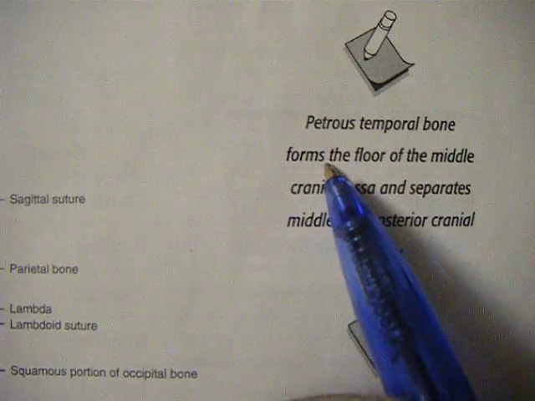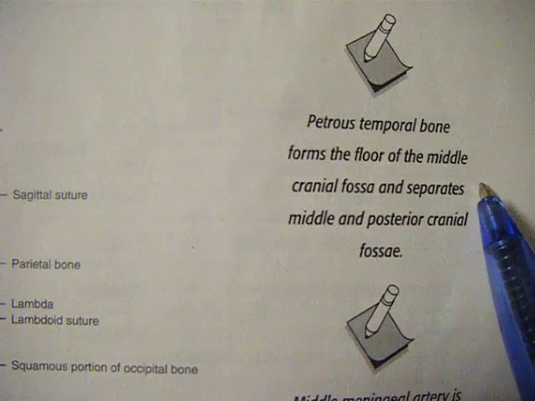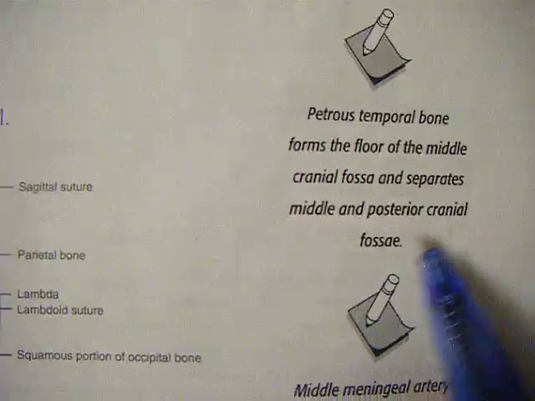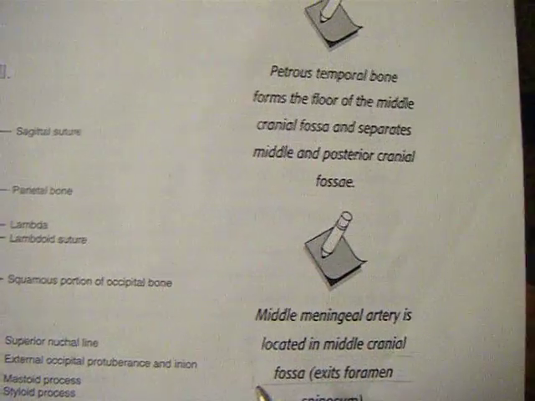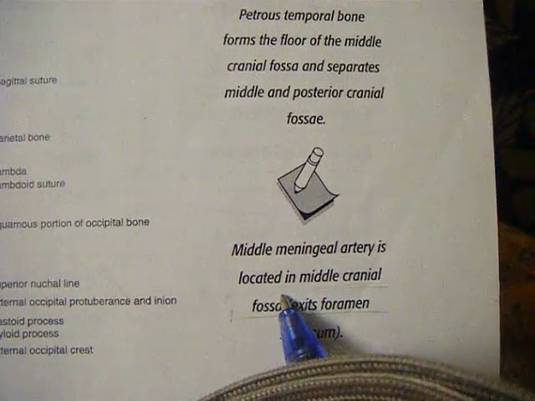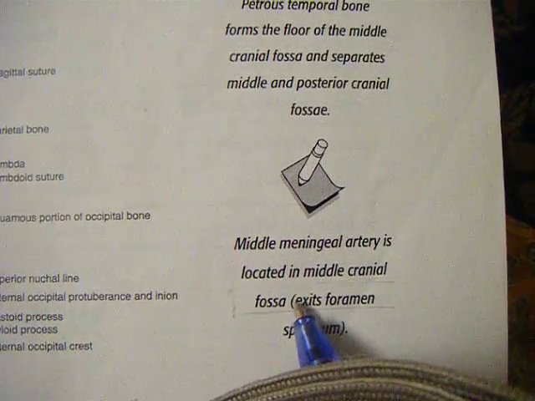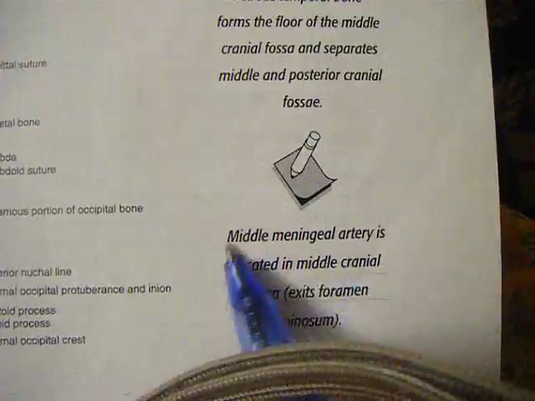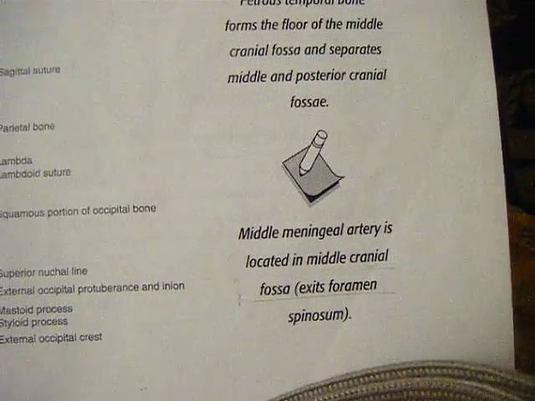Petrous temporal bone forms the floor of the middle cranial fossa and separates the middle and posterior cranial fossa. Middle meningeal artery is located in the middle cranial fossa. That middle meningeal artery will exit through foramen spinosum.